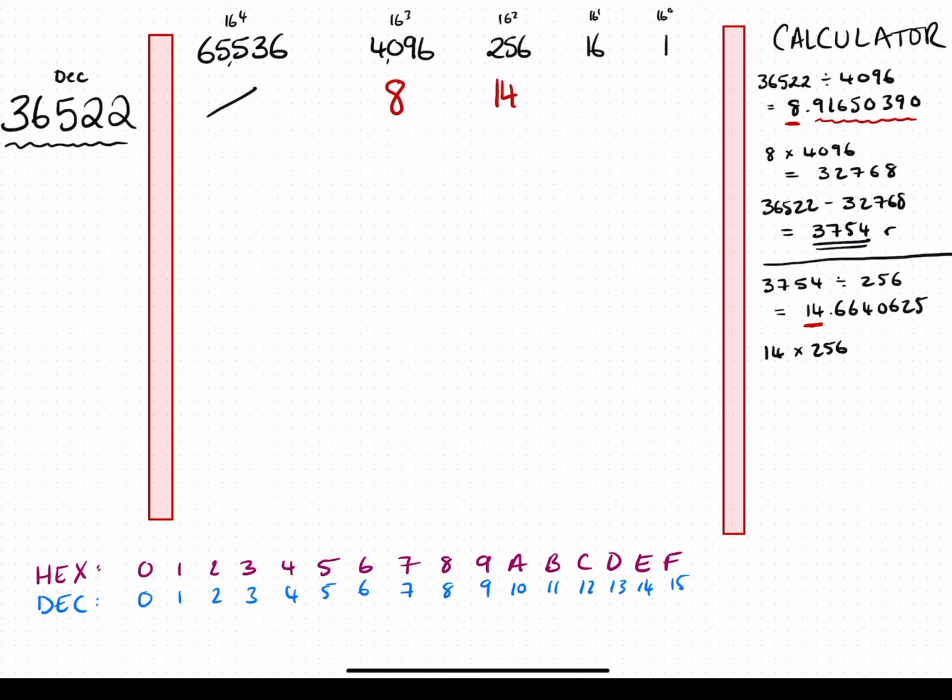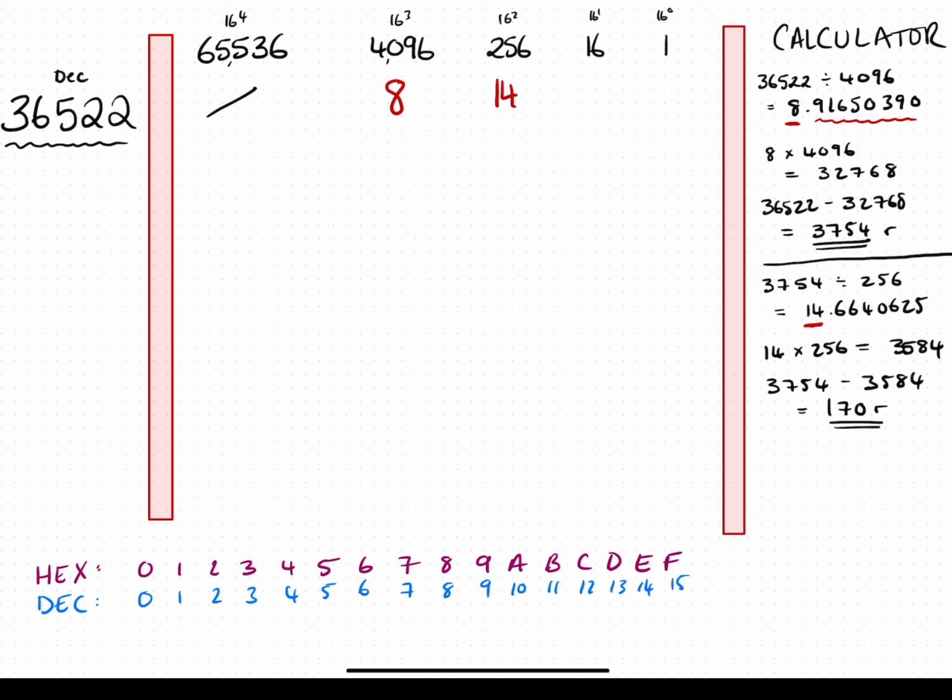So I say, what's 14 256s? And that is 3,584. And now I need to know the difference. So I start with 3,754, and I'm going to take away 3,584, which means that I end up with a remainder of 170.